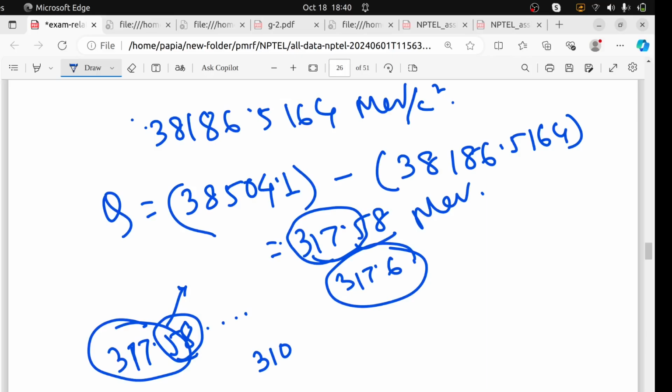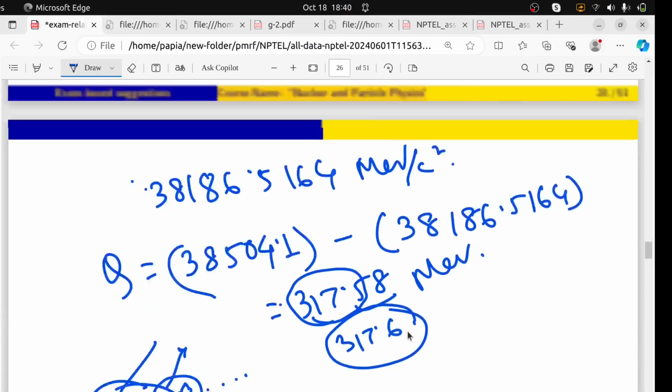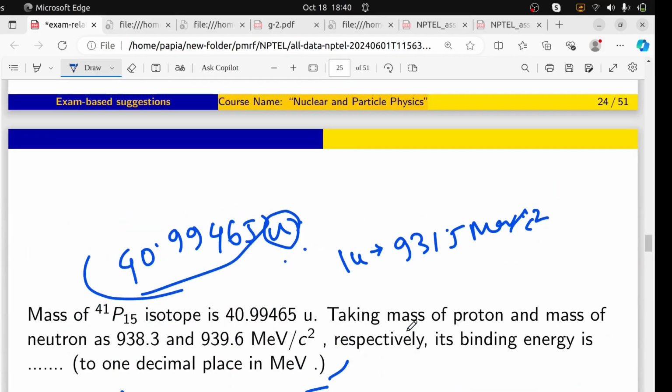317.5 or 317.6 both can be the correct option, and obviously they will take care of this one, but it should not be more than that or less than that. Okay. I think it's also very much understandable by all of you because it's very simple. They just wanted to know the binding energy of that isotope. That is the thing.